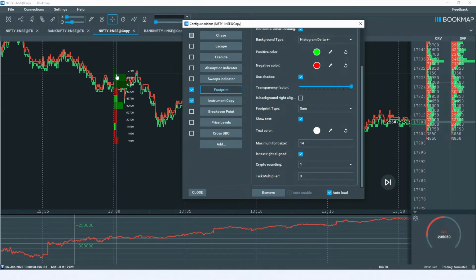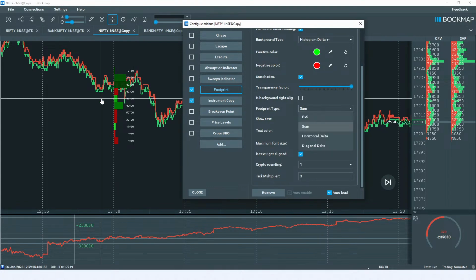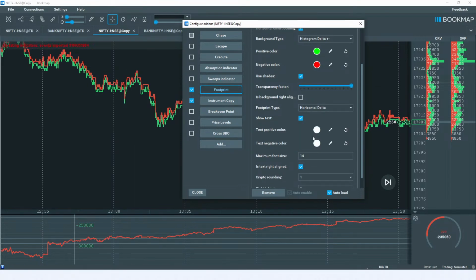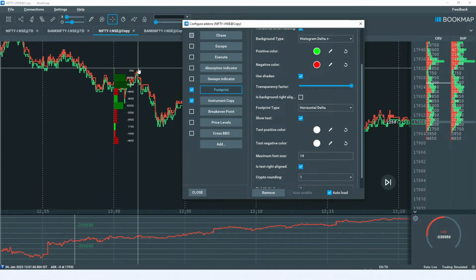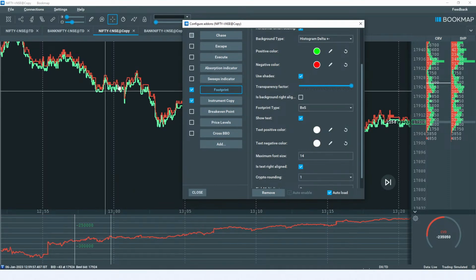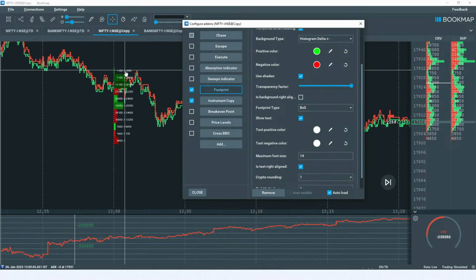For example, from this point to this point, 2750 quantities got executed. This is nothing but the total number of orders that got executed, which we can see using the text here. Horizontal delta shows us the delta information. Earlier it was the total numbers, but now it is showing only the delta. For example, if I select buy into sell, you can clearly see 1650 quantities executed as a market buy, 1100 quantities executed as a market sell.